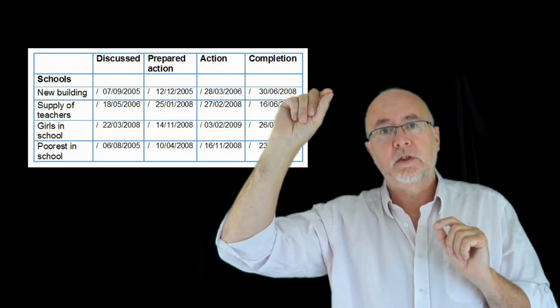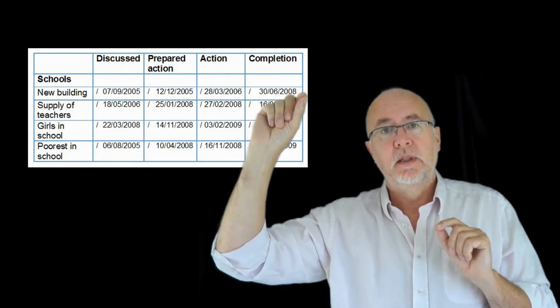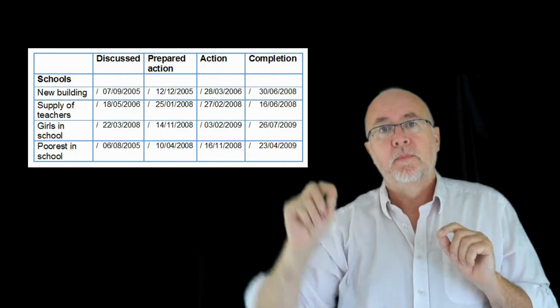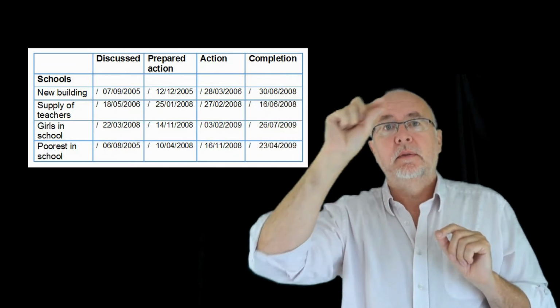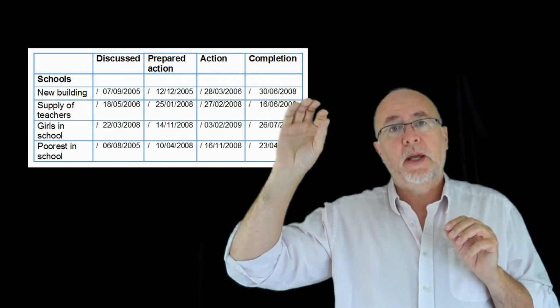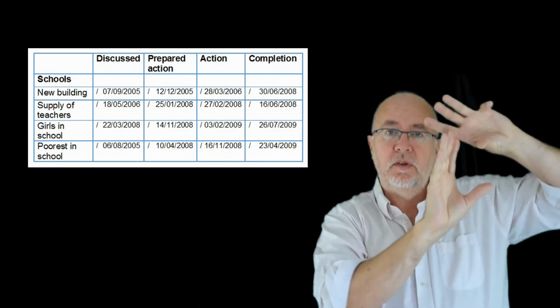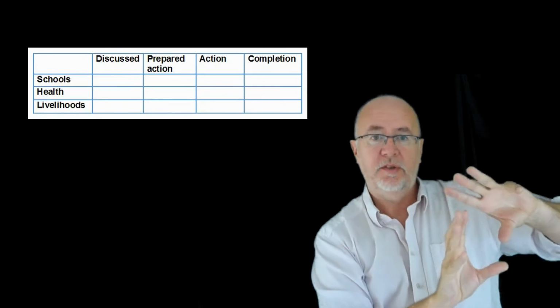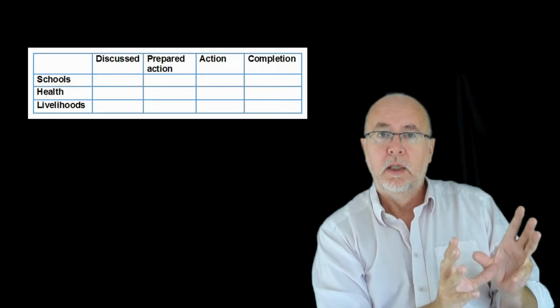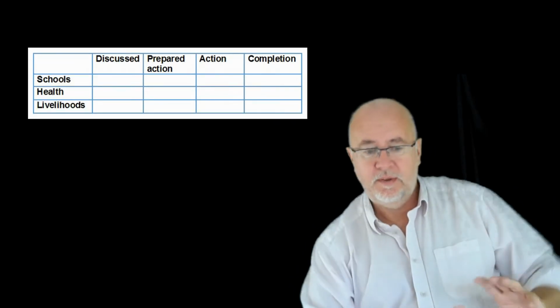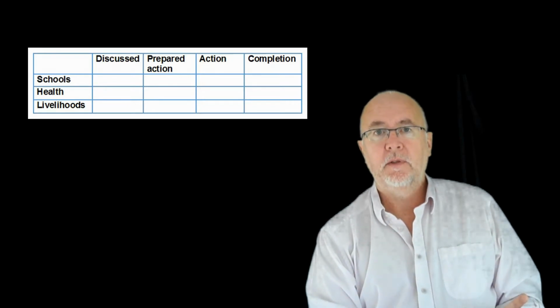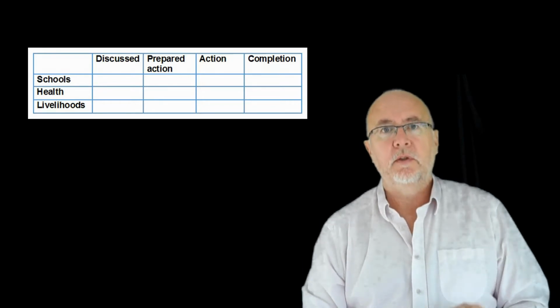Yes, they've taken action, and yes, they've completed it. And just put a date. Because when you put the date, as it moves across the page, you can see the journey. And you can see whether a community is discussing solely education, or this section down here might be for health, and this section down here might be for livelihoods. Are they fixated on livelihoods?